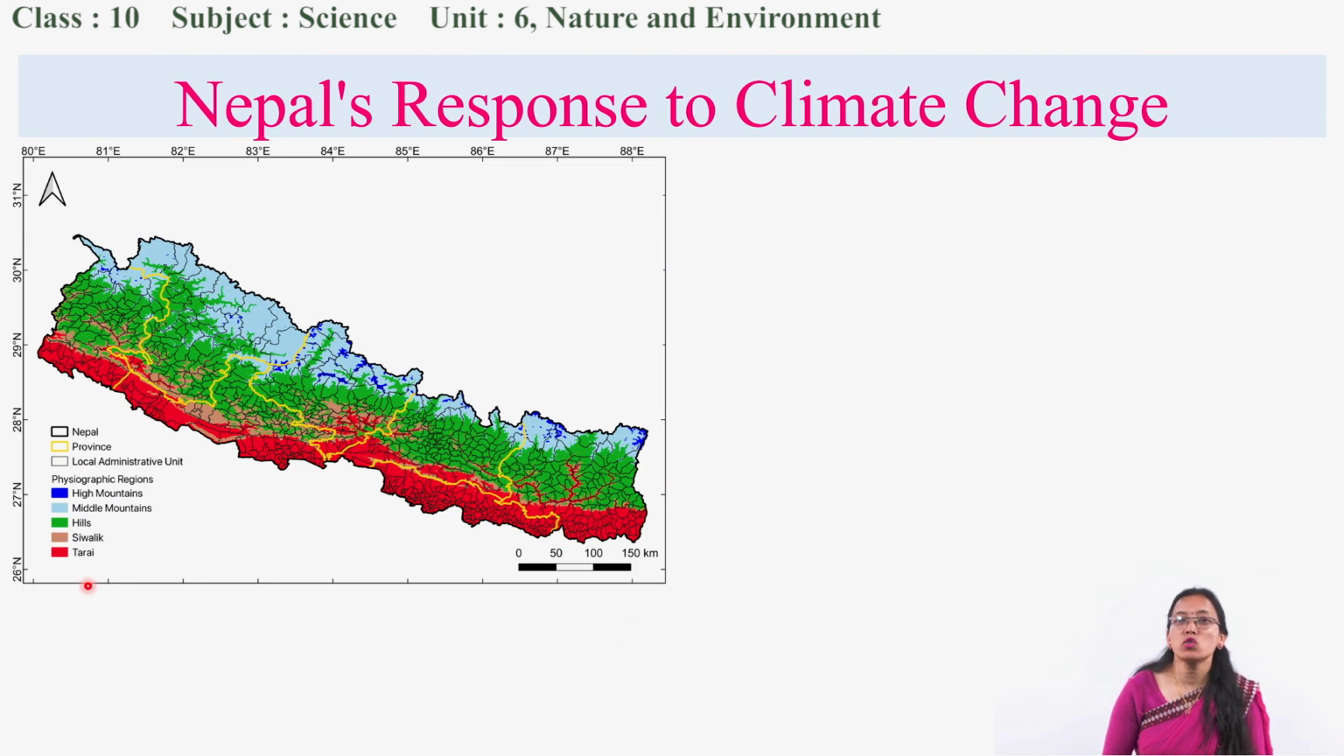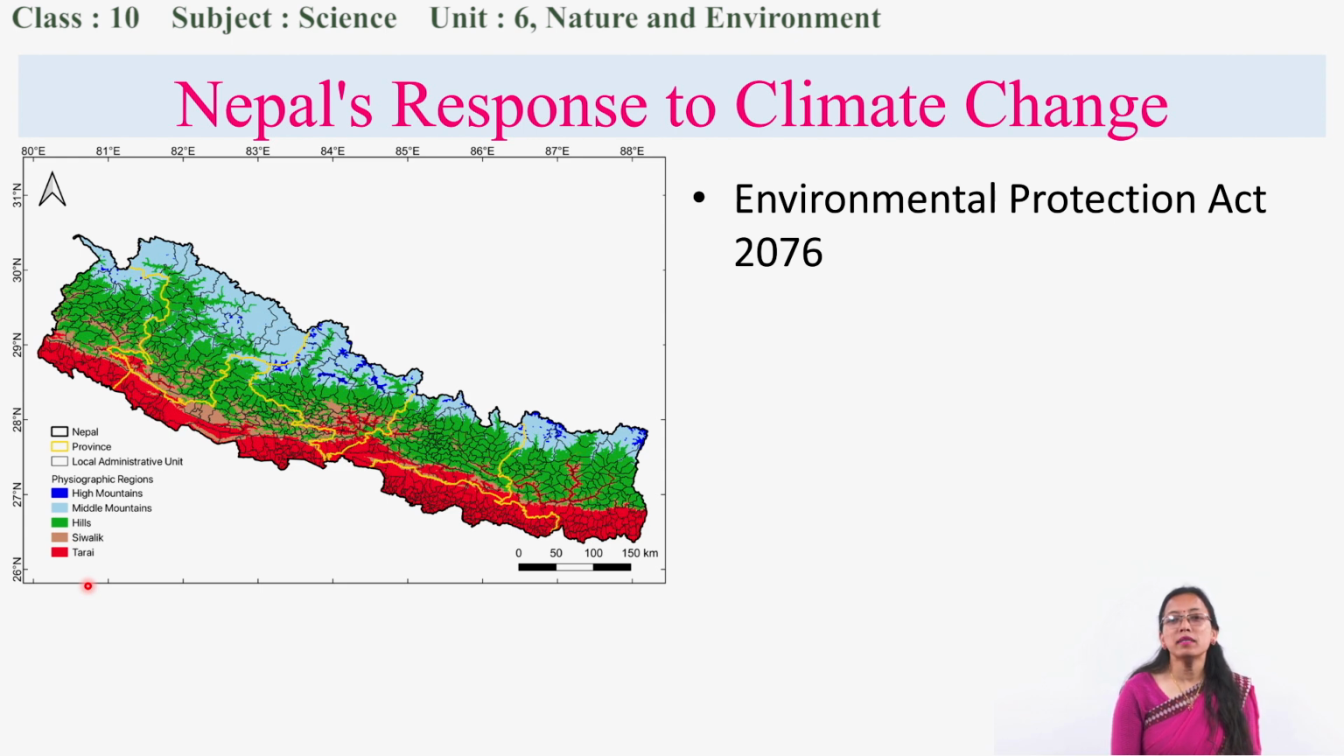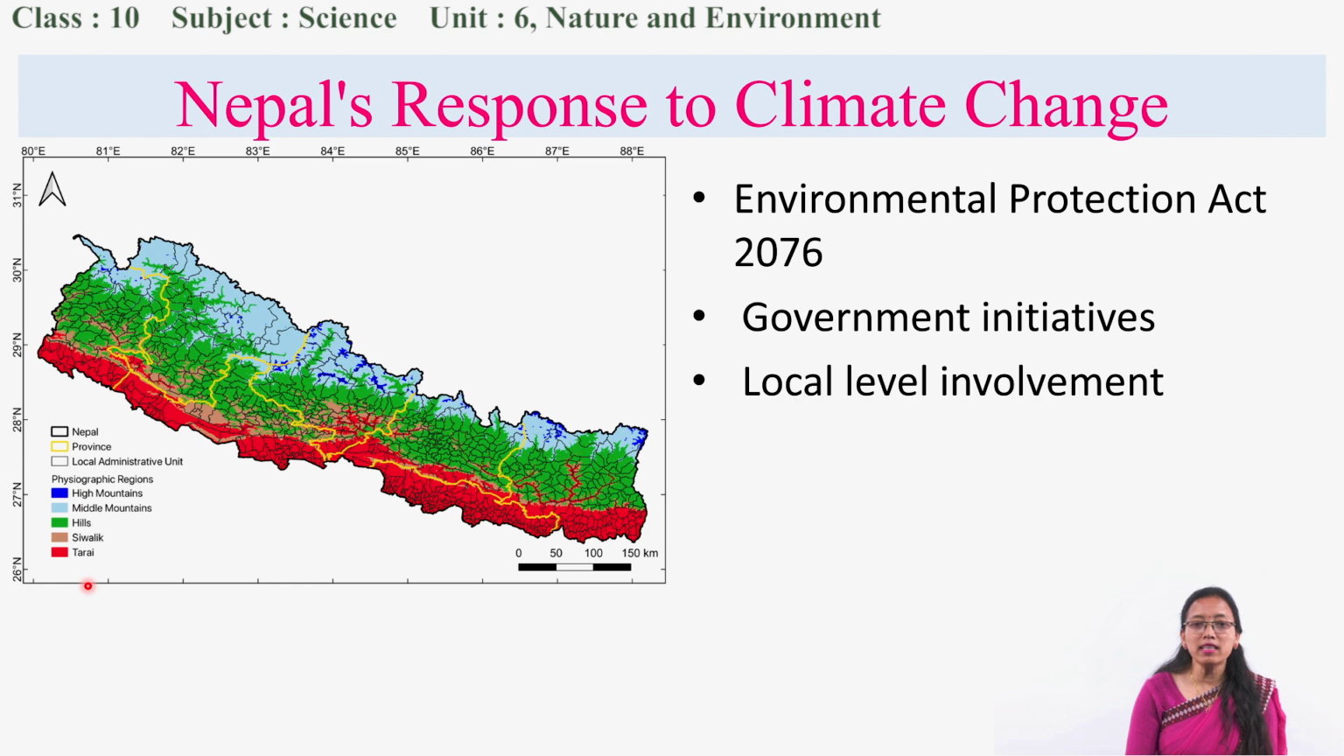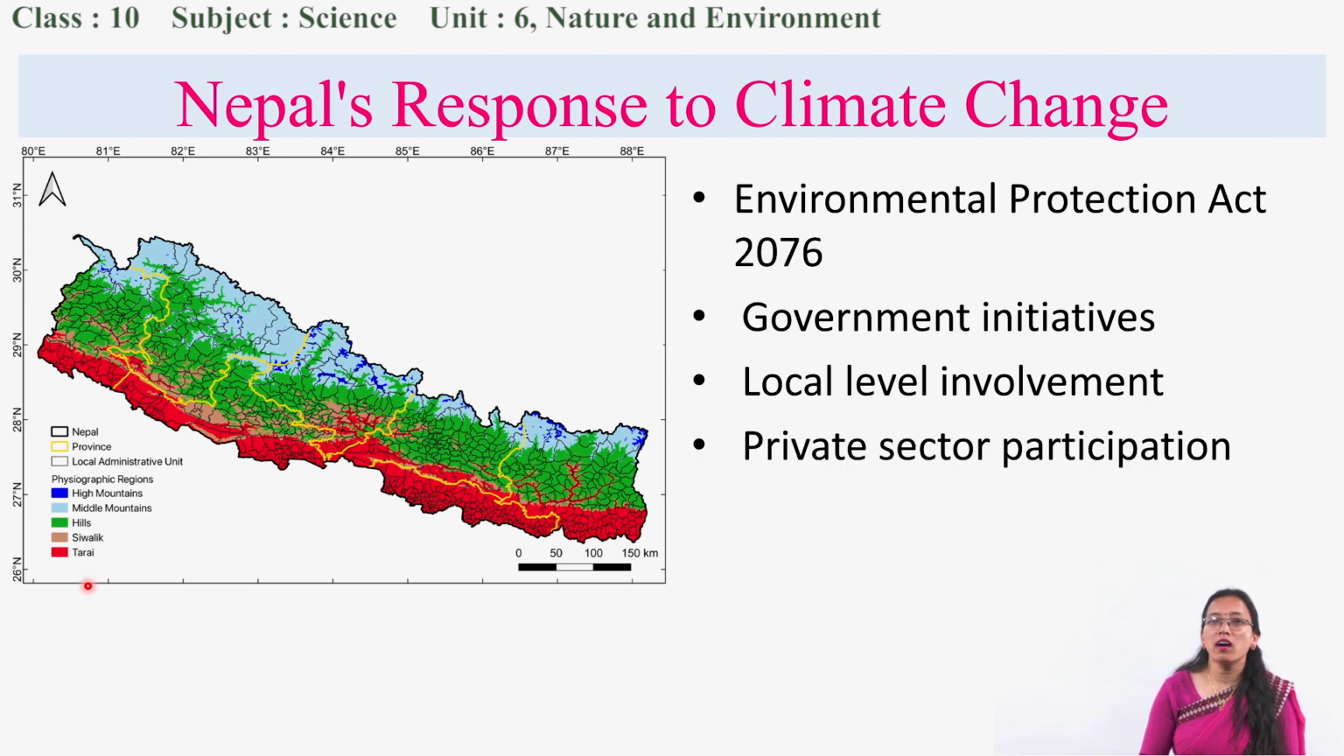What responses are shown by our country for climate change? There is an act, the Environmental Protection Act 2076, where different rules are made to control climate change. And there are government initiatives. The government is also working to minimize climate change. Similarly, local level involvement is also there. That means the local government is also involved in controlling climate change. The private sector, different NGOs, INGOs are also participating in controlling climate change.